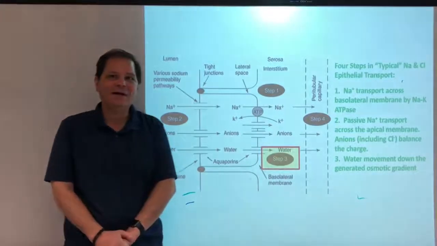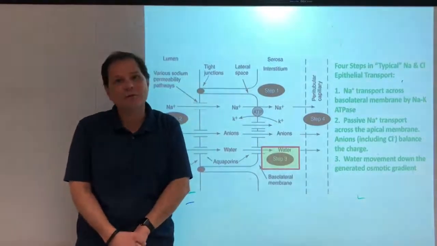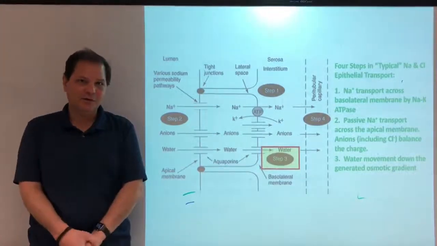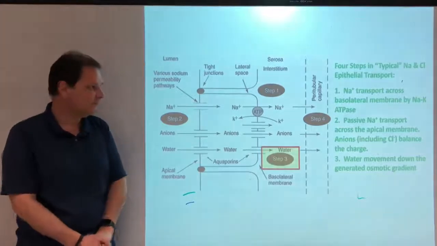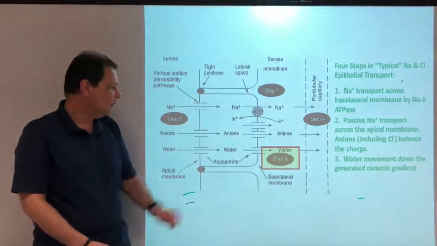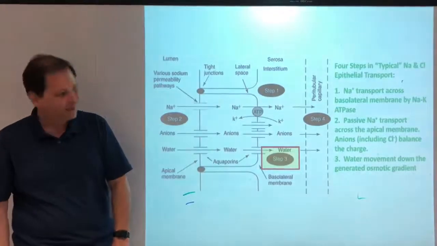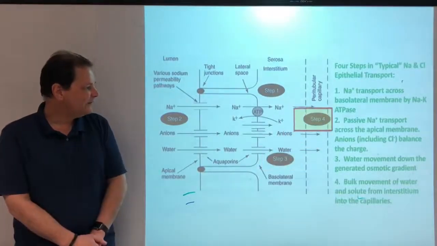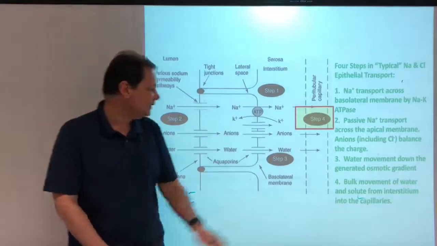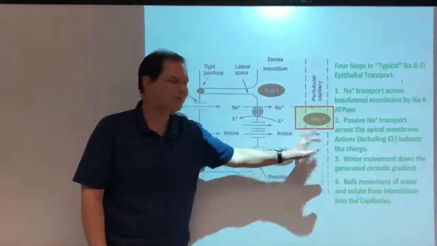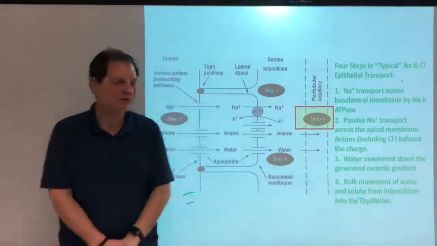Do bear in mind that as the solutes go, so goes the water, and that is how water moves everywhere in the body. There are no active water transporters, okay? So water movement is step 3 most of the time. And then step 4 is equilibration of the interstitium with capillaries. Basically, all the stuff moves from interstitium into the capillaries and is carried away.